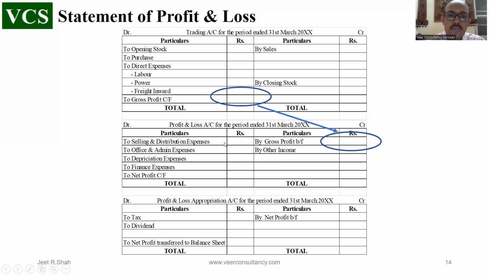And all the indirect expenses like selling and distribution expenses, office and admin expenses, depreciation expenses, finance, that is the interest expenses, all these things will come on the debit side of the P&L account. Now, when you add the credit side of the P&L, and if you reduce the debit side of the P&L, what you get is the net profit. Again, credit has to be more than the debit, then only you will get a net profit.